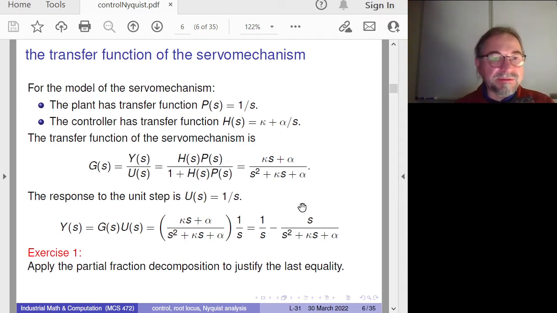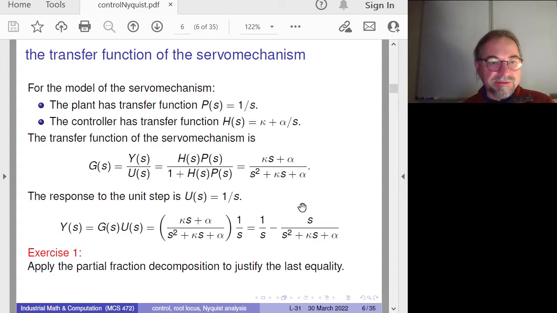Okay, so in this transfer function, we use the formula from the previous slide applied to the specific values for the plant and the controller. So you see now, what do we want? We want to determine the values for kappa and alpha, these two parameters, so that the response to the unit step has an overshoot of not more than 20% and has a 1 second rise time.